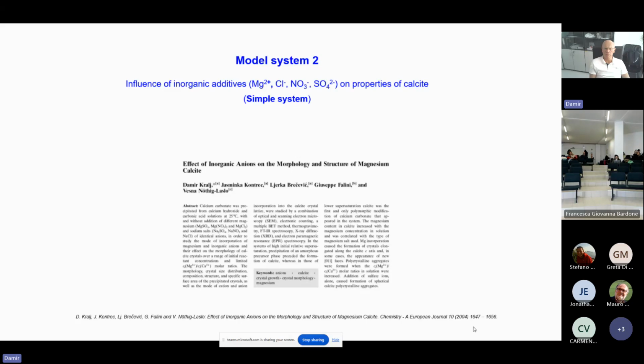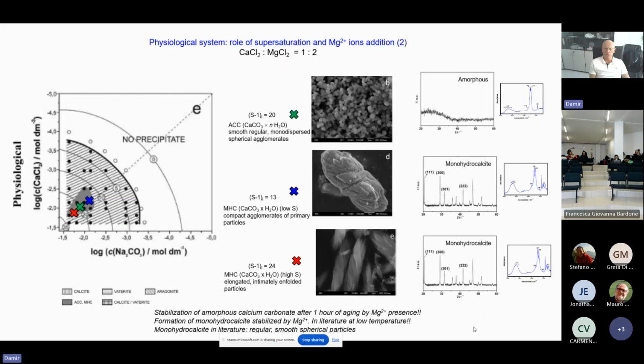So that was about the previous model system. We demonstrated that we can produce three polymorphs in a completely unique form, in a form of only one of these polymorphs, so calcite, vaterite, and aragonite, just by changing the inorganic components which precipitate the system, or by the addition of some common additives like magnesium.